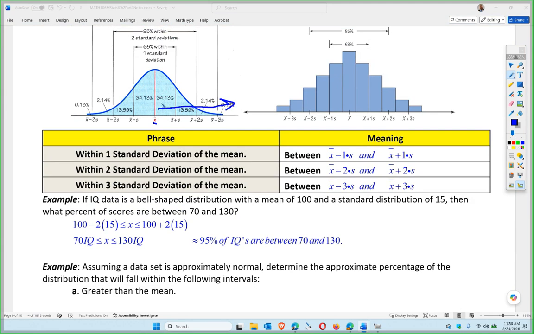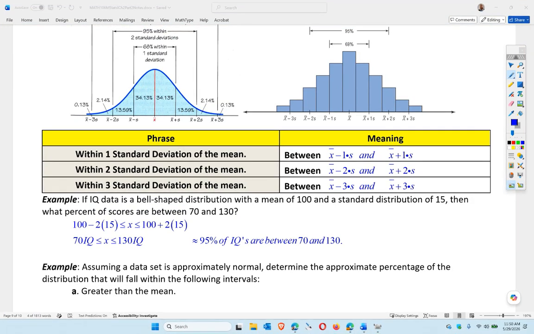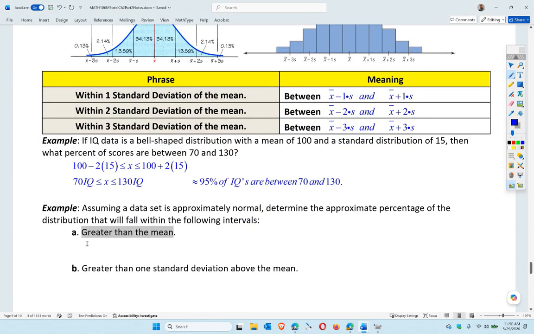Well, the whole thing's 100%, so obviously half of it's 50%, isn't it? So that's 50% of the data values, essentially. Okay, that's pretty easy to calculate.